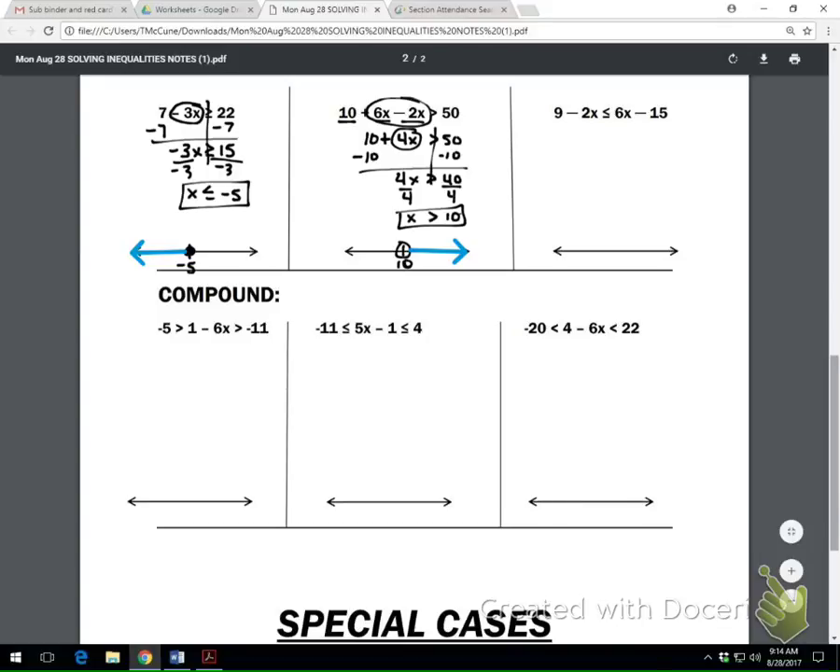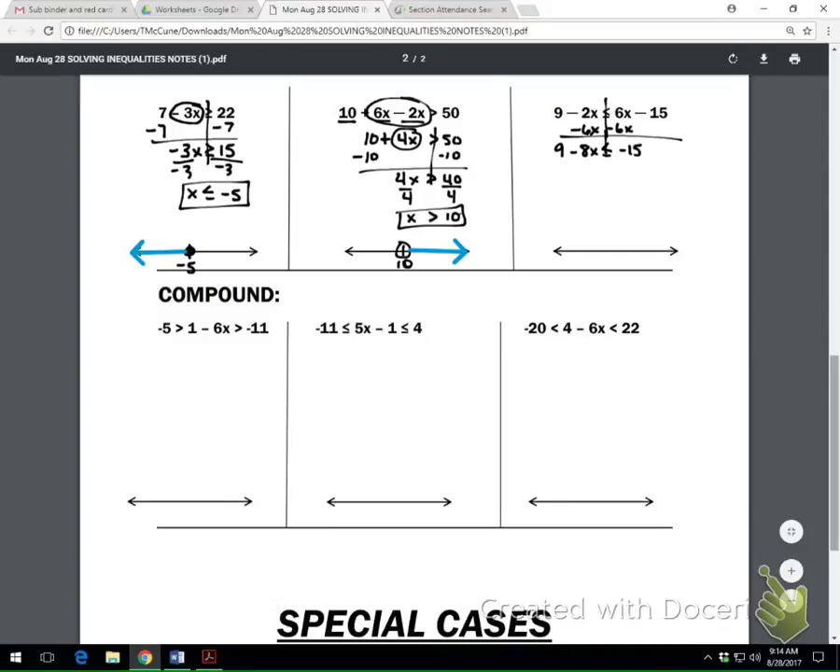Okay, so now look at the third one. You have letters on both sides. So this goes back to Thursday and Friday, where I told you we got to get all the letters to the left. So I'm going to move that 6x over, so minus 6x. So that gives me 9 minus 8x is less than or equal to negative 15.